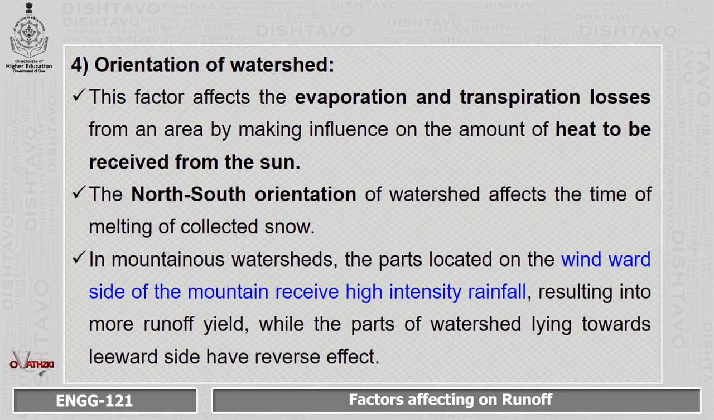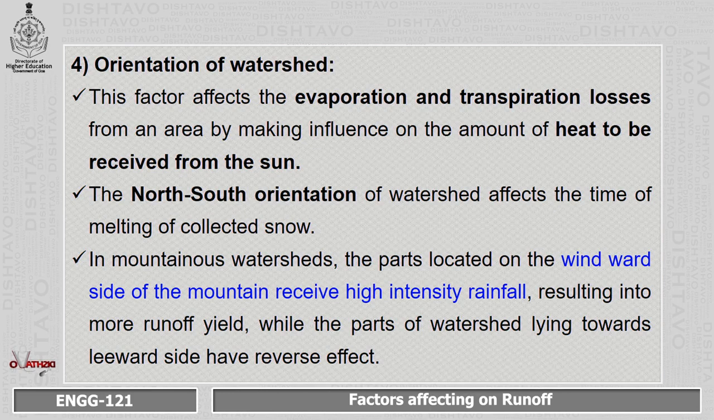The fourth factor is the orientation of the watershed, meaning the direction north, south, east, west. This factor affects the evaporation and transpiration losses from that watershed area, depending on how much heat the watershed receives from the sun. As we know, if we are facing north south, we will get more sunlight, meaning more heat, so more losses of water. So the north south orientation of watershed affects the time of melting or collecting the snow, so that runoff will be more in this orientation of watershed.